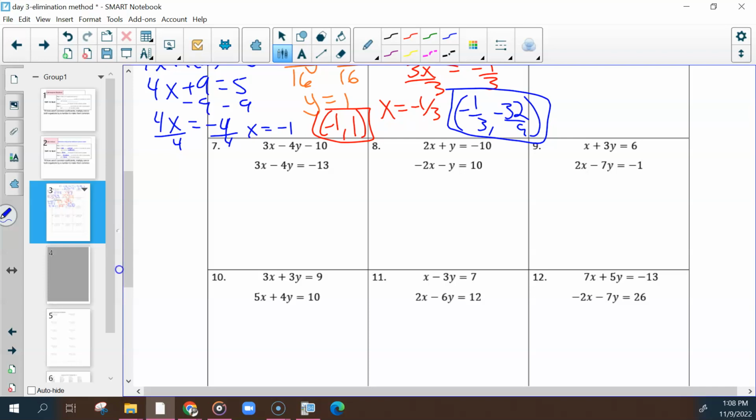Because this has a coefficient of 1, if I were to multiply this by 2, then they'd be the same. But I have to multiply this entire thing by 2, so that the math rules are applied. What I do to one side, I do to the other. So that would change this equation completely to 2x plus 6y equals 12. Which is okay. We are allowed to change the equation as long as we follow the math rules.